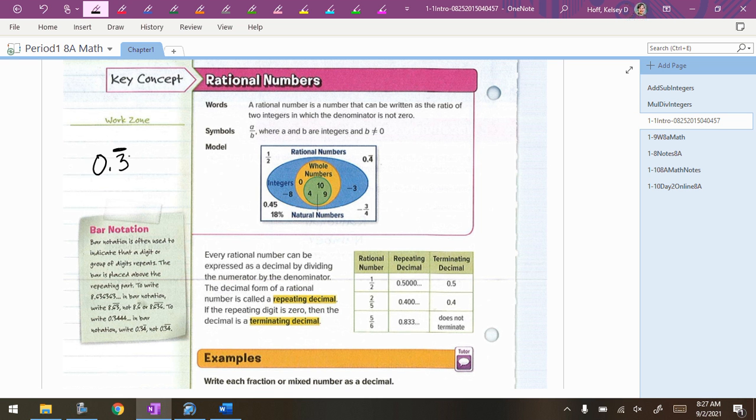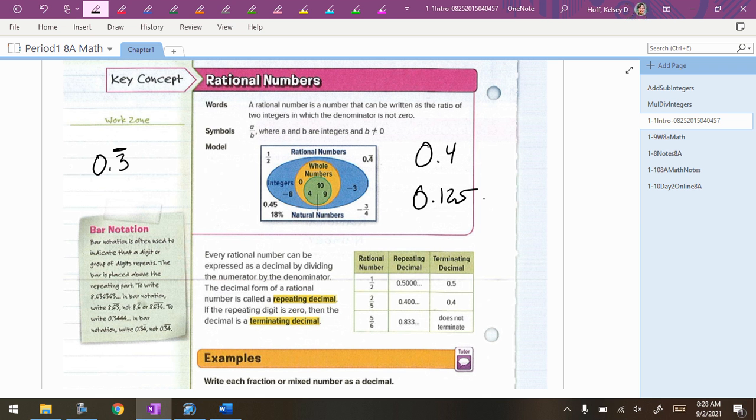Does anybody know what the word terminating means? Jack? If you're terminated from your job, you're fired. Very good. You're done. You're no longer working there. So if we talk about a terminating decimal, what do you think happens, Bryce? Very good. It might be 0.4 that ends. It might be 0.125, but it ends. There's no repeating bar, and it stops.